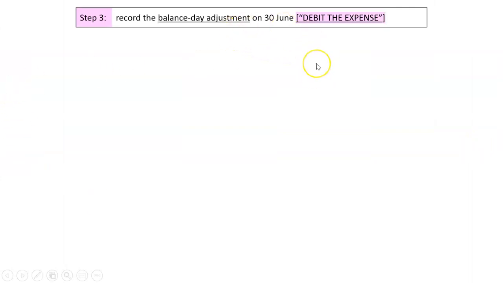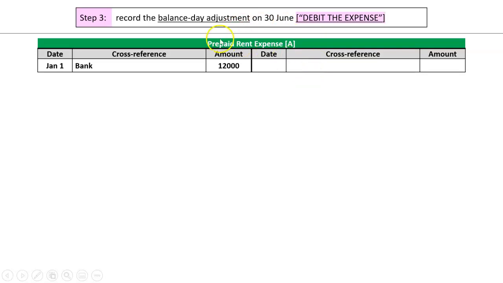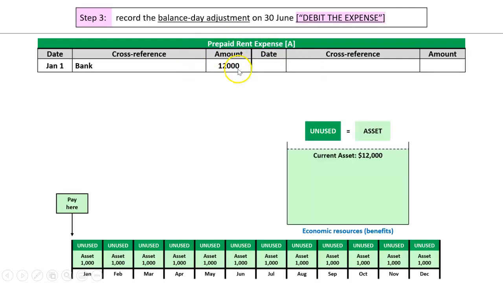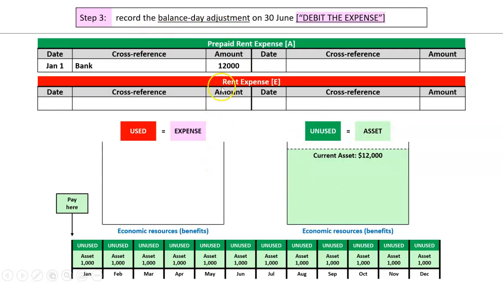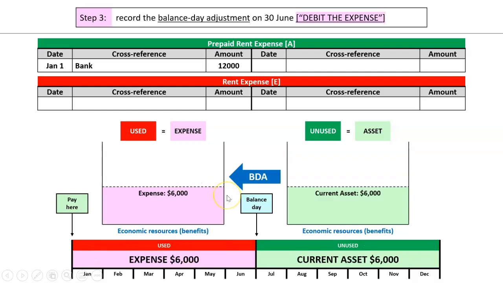What do we mean? Debit the expense. So here's what we got. I just made in the previous step a ledger called prepaid rent expense, which is an asset, and it's sitting there. It's a big tank of economic benefits that have not been used yet. Now on balance day, all I'm doing is creating a new ledger called the rent expense, and I'm going to debit the expense. What does that mean? It means I've got to get the economic benefits from the asset tank on the right. Got to transfer them over on balance day because I've used, in this case, half of them, 6 months worth. I've got to transfer them from the tank for assets over to the expense tank.